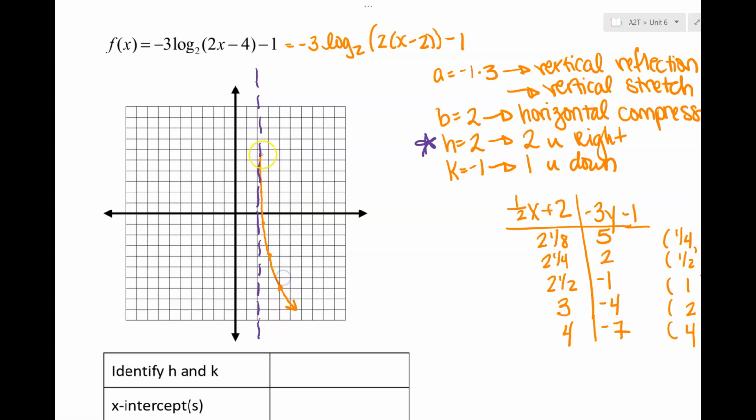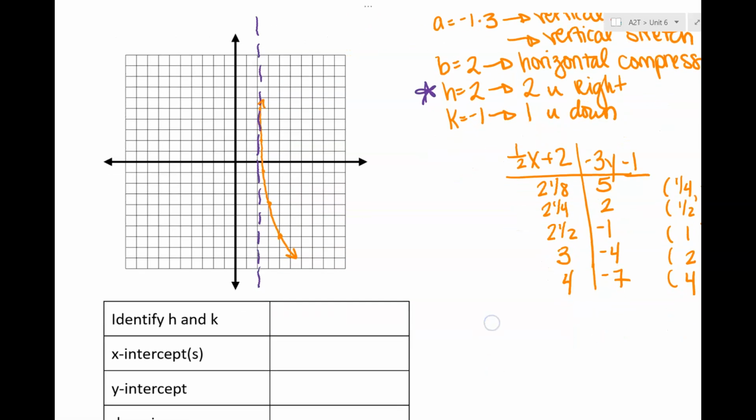Definitely intersects my asymptote, but with all the characteristics right now, if yours does that, it's totally understandable. Try not to, but sometimes it happens because 2 and 1/8 is really close to 3, as it should be. Okay, we're getting really, really close to the asymptote, but not there. All right, h and k. So h is 2, and k is -1.